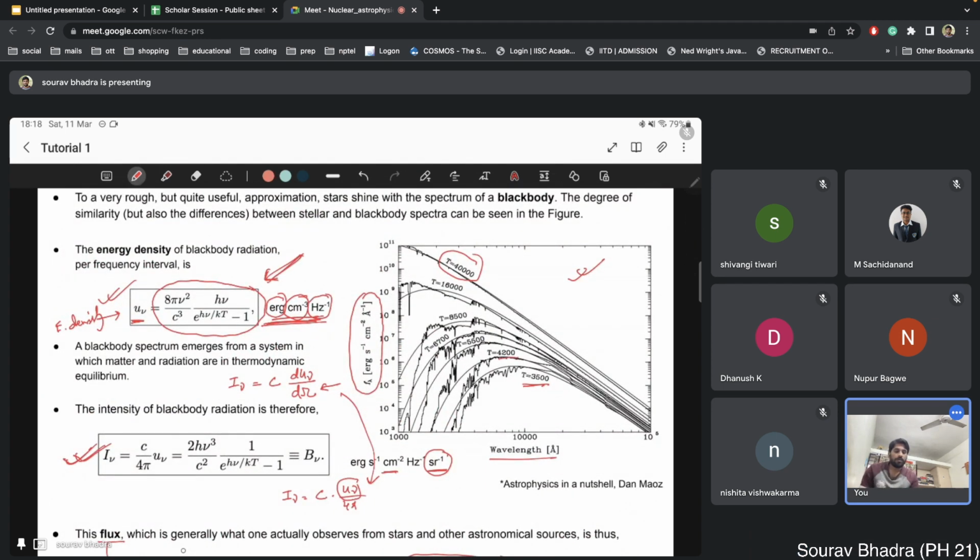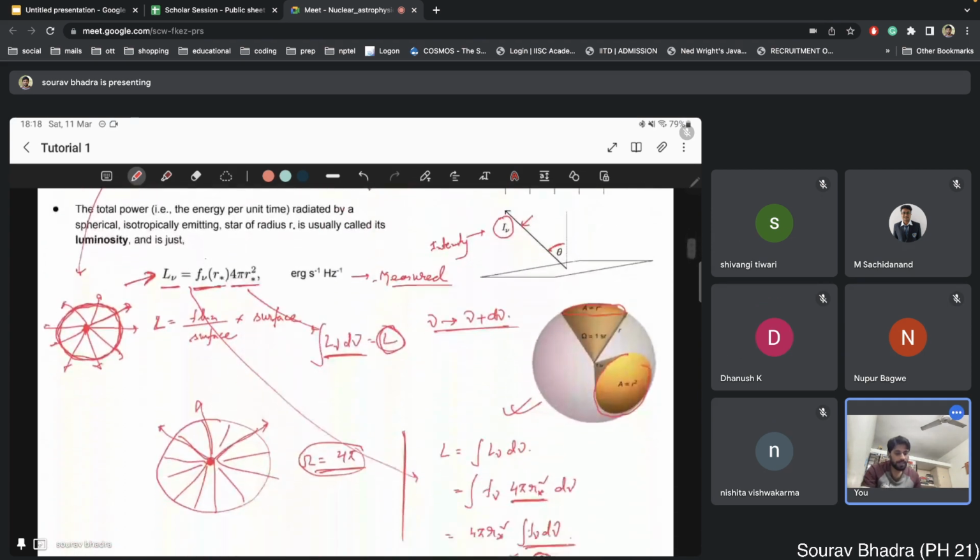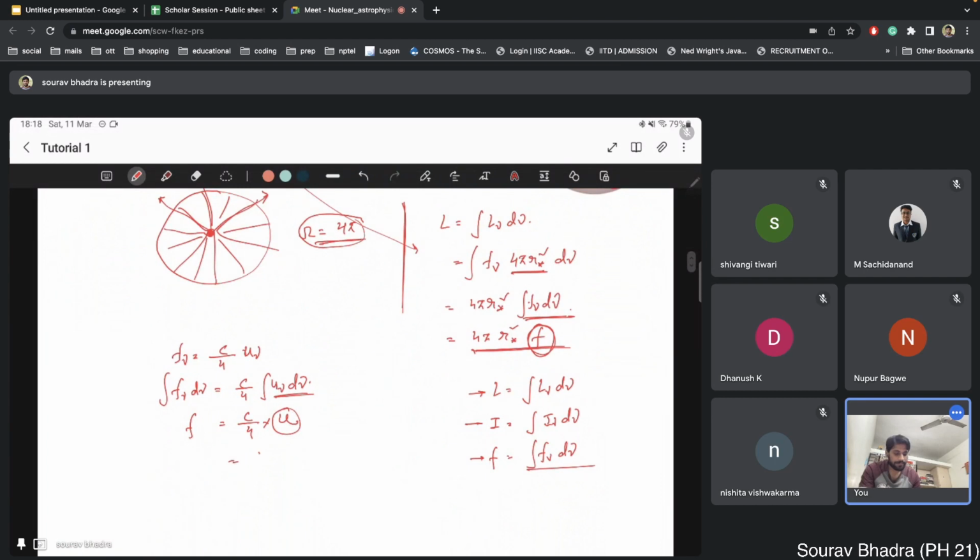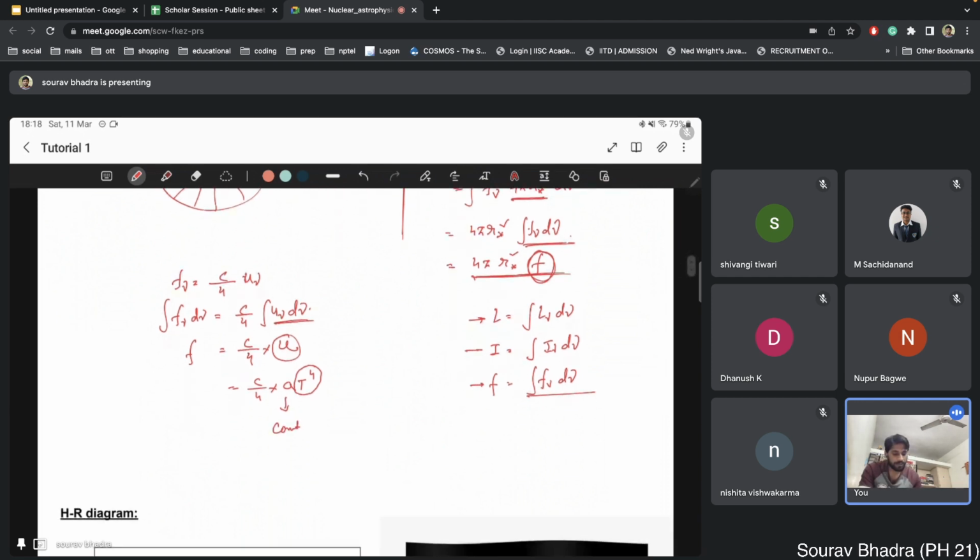So if you integrate this expression, 8 pi nu square by c cube, h nu by e to the power h nu by kT minus 1, over d nu, I will not do the integration, you will get the result as T to the power 4. So it will go as temperature to the power 4. A is a constant. So you have calculated that F is equal to c by 4 A T to the power 4. Now c by 4 times A, as c is the light velocity, is also a constant, and you can write it as sigma T to the power 4.